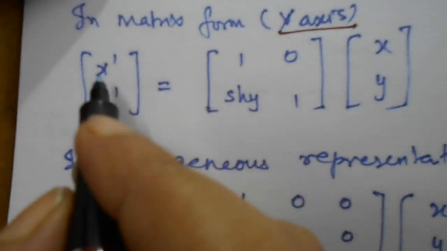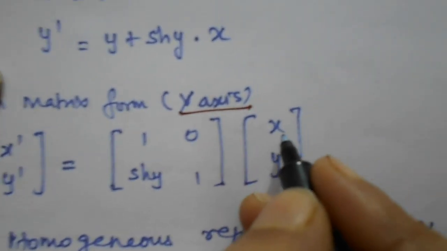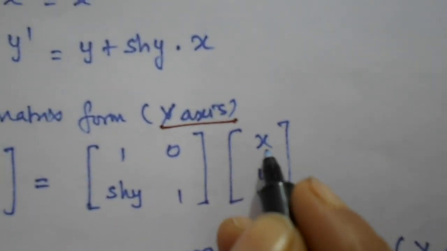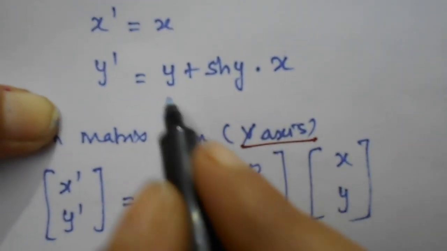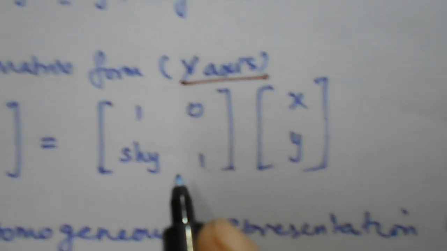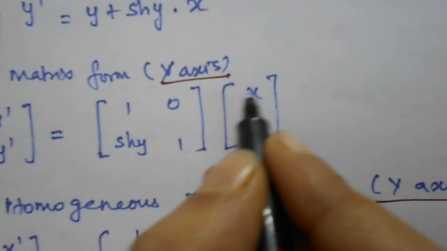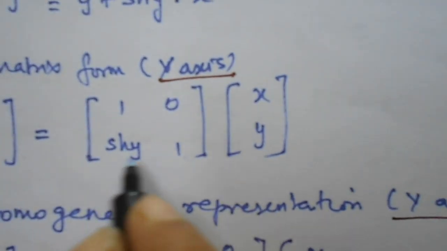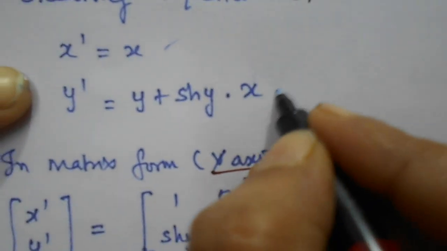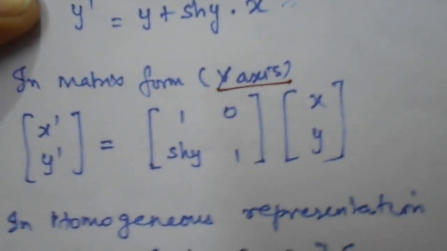In matrix form, let's write x dash, y dash. Here x is 1, so the remaining entry we just put as 0. Here we have written the old point x as it is, here y as 1, here shy, and here we are writing y. Let's cross verify. 1 into x is x, 0 into y is 0, so we obtain x dash. Now x into shy, 1 into y, plus this, y dash is also obtained.